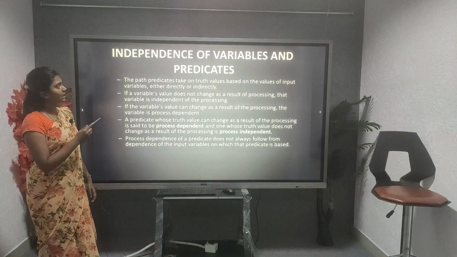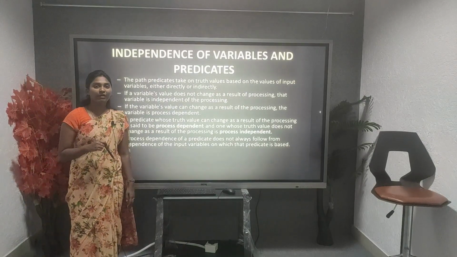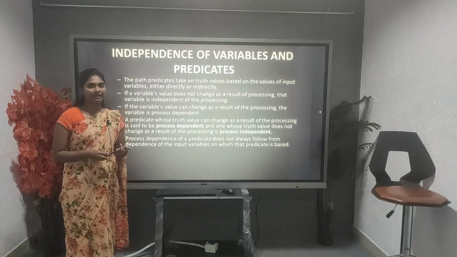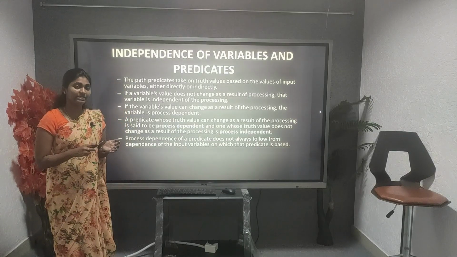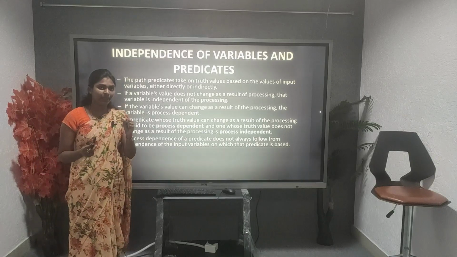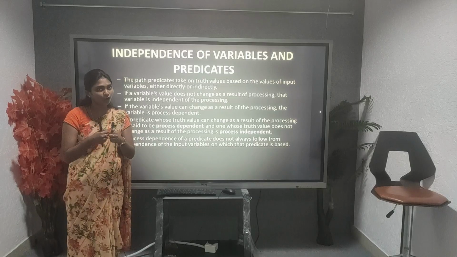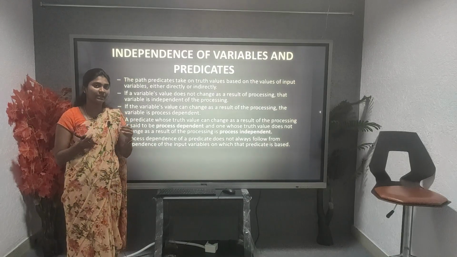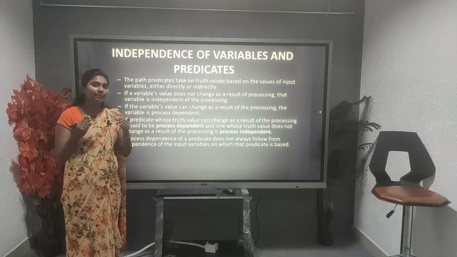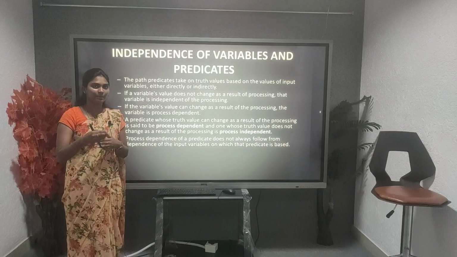So now I am saying what the independence of variables and predicates is. Now I will discuss independence. What is the meaning of independent and dependent? Independent variables are the variables which are correlated. Dependent variables are those which are not correlated while doing the predicates.